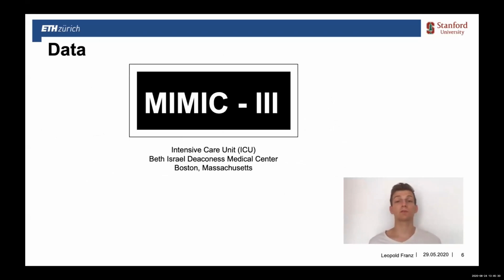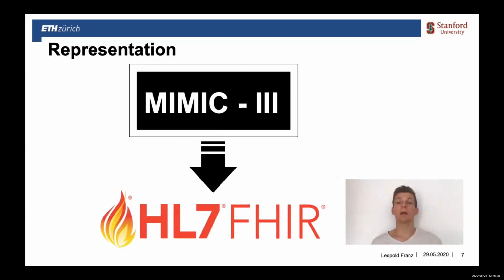It's a dataset from an intensive care unit of a Boston hospital in the US. As part of this paper, we have transformed the MIMIC3 dataset into an FHIR format. This FHIR format is called the Fast Healthcare Interoperability Resources format. It's presented by the Health Level 7 International nonprofit organization to establish a baseline regardless of the country so that we can share data more easily.